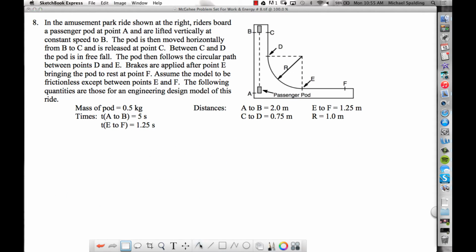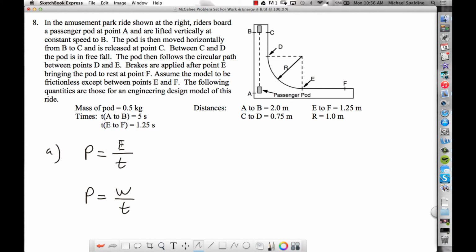Okay, first question. What is the power supplied by the model motor lifting the pod between A and B? So we're looking for the power of the motor that lifts the pod from here to here. So what's the basic definition for power? Well, okay, so we're on part A. Power, you could say power is energy per time, or you could say power is work per time. I'll solve it both ways. You could look at it either way, but either way it comes out as joules per second.